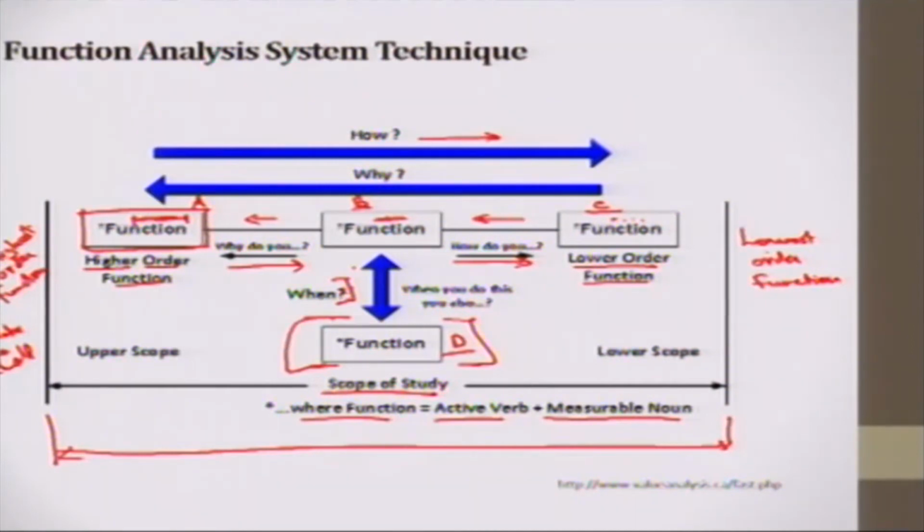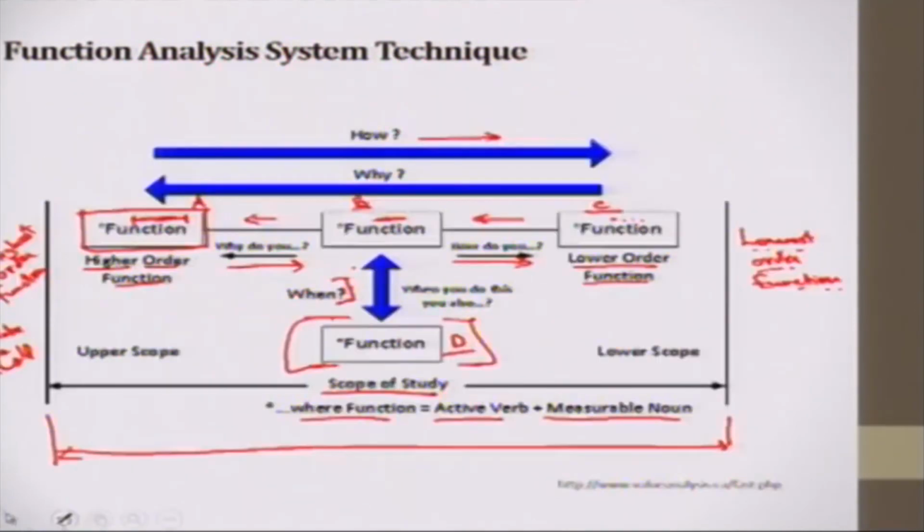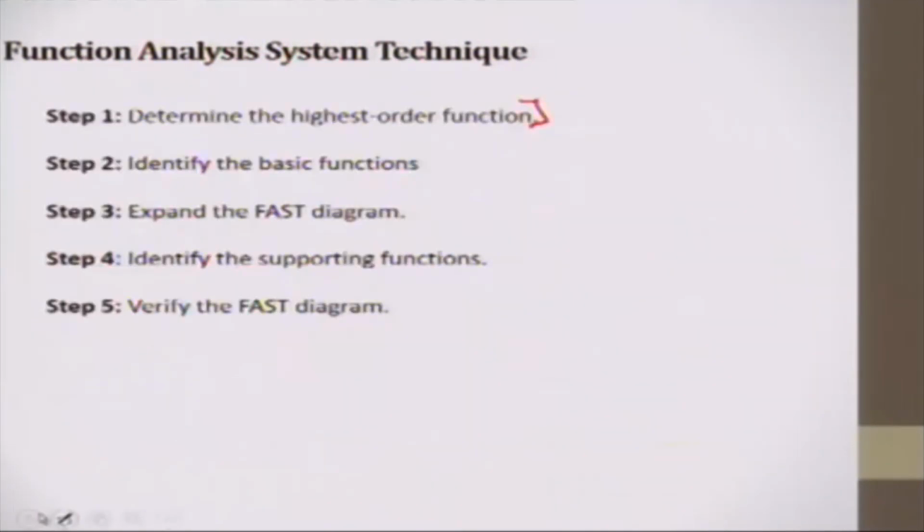So the lowest order function is the start of the product here. Let us see the steps: how to draw and analyze our functions and make the function analysis system technique diagram. First step is to determine the highest order function. This is the objective of the value study. It is located on the left baseline here.